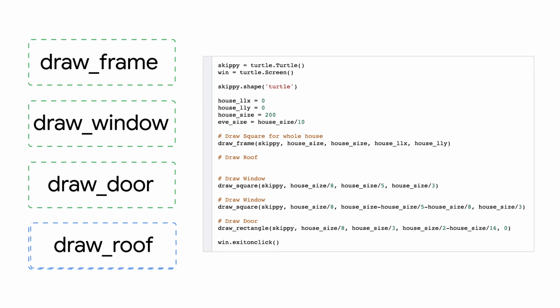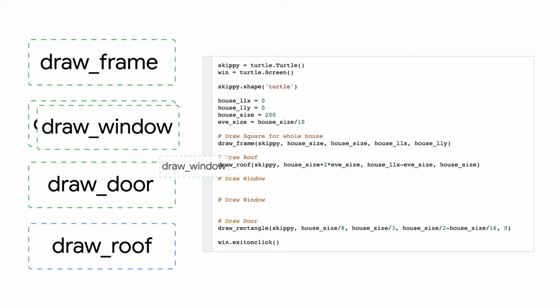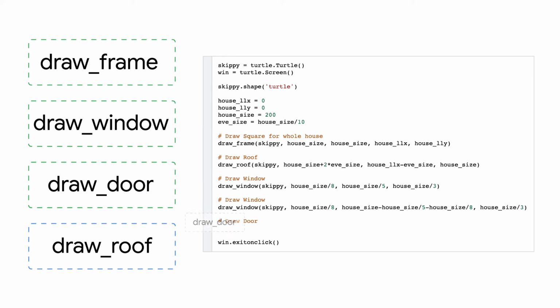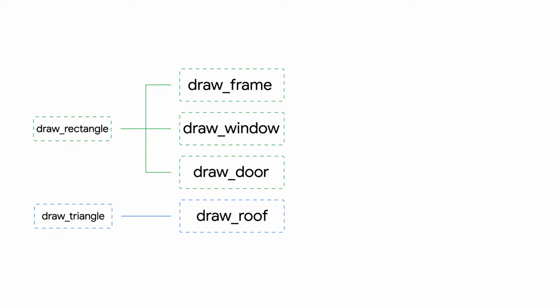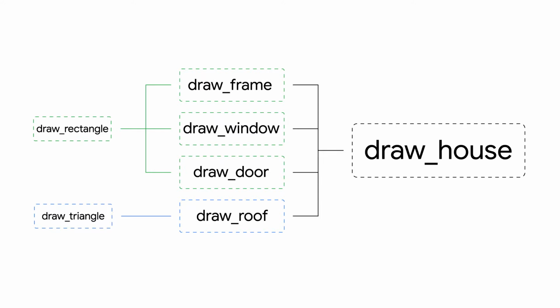When you write code using proper abstractions, it becomes very easy for other people to understand and for you to remember what you were trying to do when you come back to the code later. In fact, it would even be good for us to take this up one more level and turn the code we already have into a function called drawHouse.